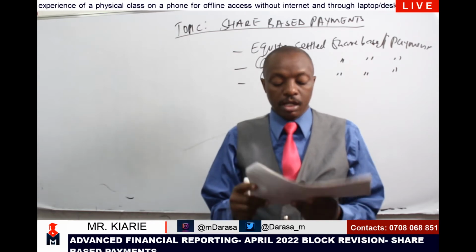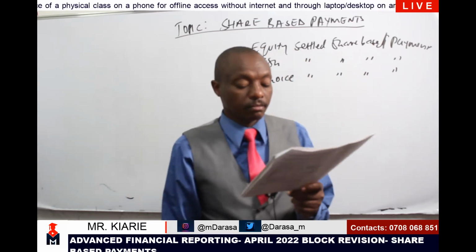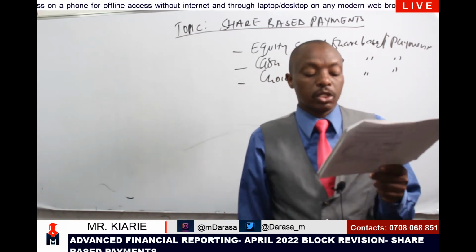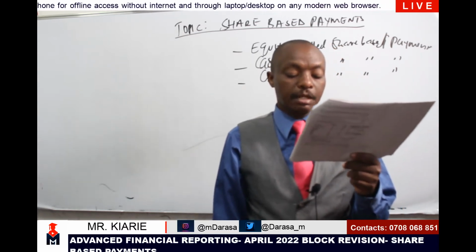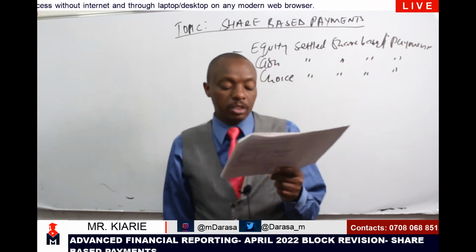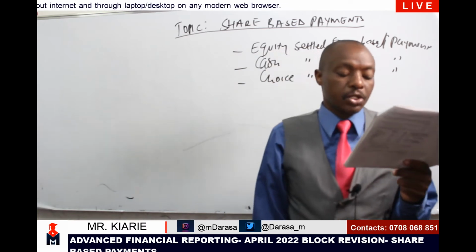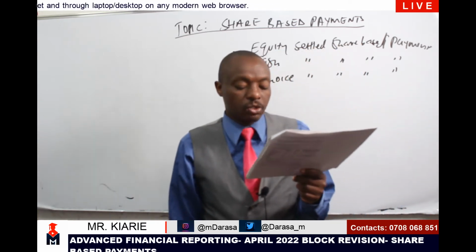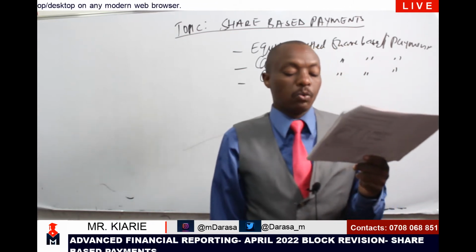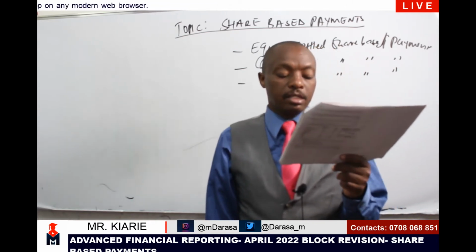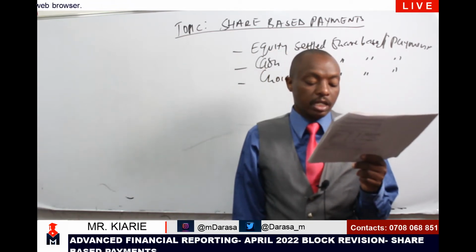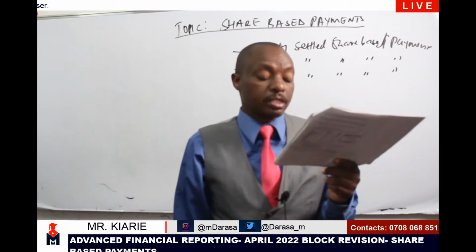The question reads, as part of a staff motivation program, Beta Limited decided to grant each of its 600 employees 100 options to purchase the company's share effective from 1st of April 2016. The options were conditional upon one still being in employment as of 31st of March 2020. The following additional details were provided with respect to the scheme.